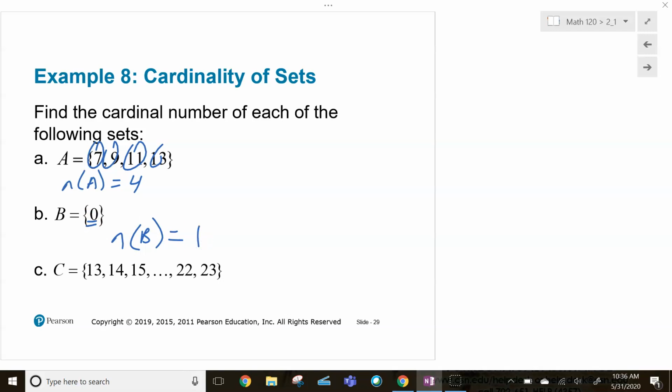What about 13, 14, 15, 22, 23? Let's see, 30, 40, count them on your fingers. What is that, 11? 11 there.